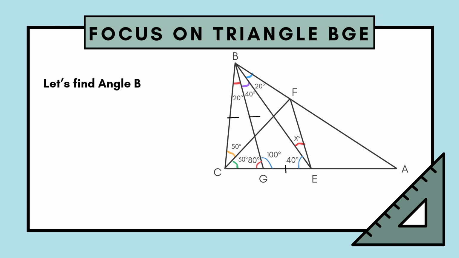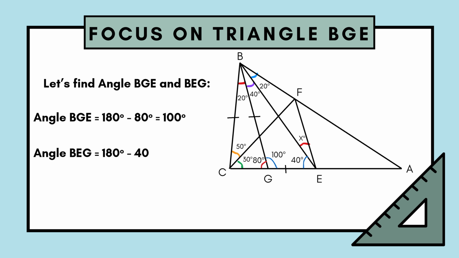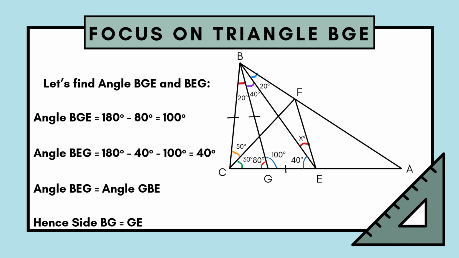Next, we look at triangle BGE. Angle BGE is equal to 180 degrees minus 80 degrees, which is equal to 100 degrees. Angle BEG is 180 degrees minus 100 degrees minus 40 degrees, which is equal to 40 degrees.